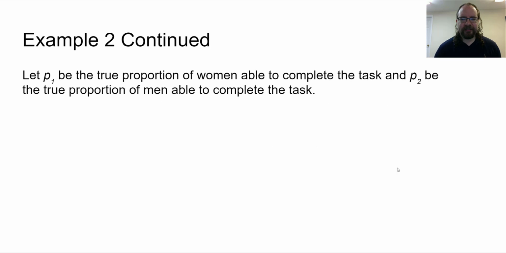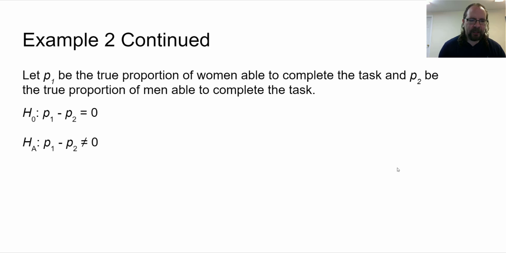So let's start defining our parameters. We'll again let P1 be the true proportion of women able to complete the task, and P2 will be the true proportion of men able to complete the task. Now our hypotheses. Our null hypothesis is P1 minus P2 equals 0, and that's always going to be your null hypothesis for this type of work. And our alternative hypothesis, P1 minus P2, is not 0. Again, non-directional task because the question was to find evidence that they're different.